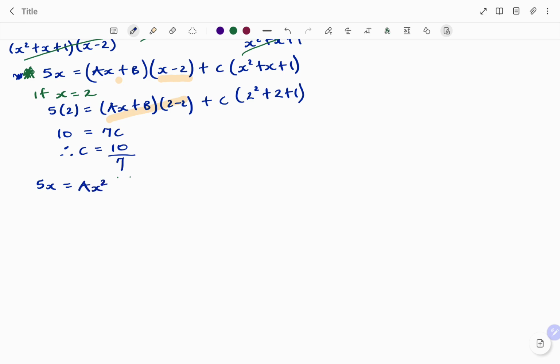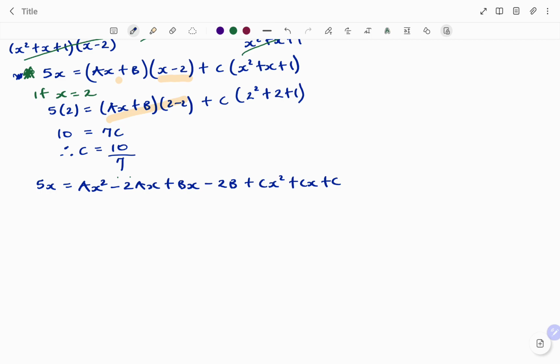Basically I'm foiling, so I have minus 2ax, then I have plus bx minus 2b. Then on my right hand side I have c multiplying the content of the bracket, so I have plus cx squared plus cx plus c.